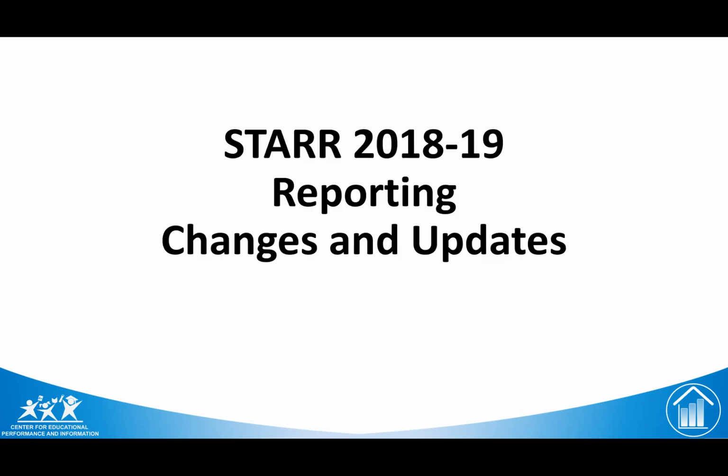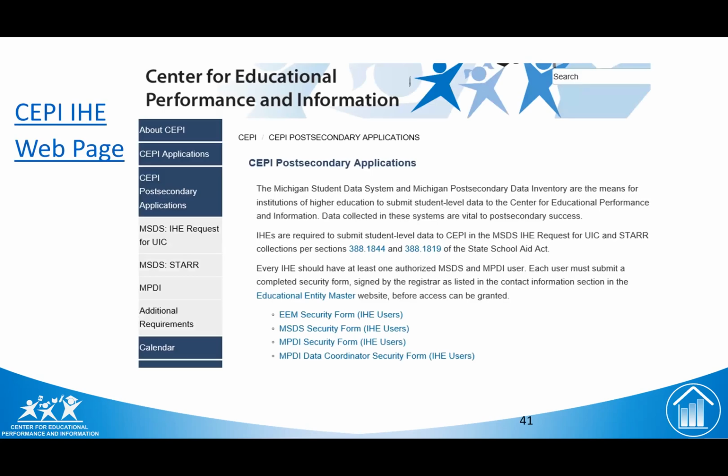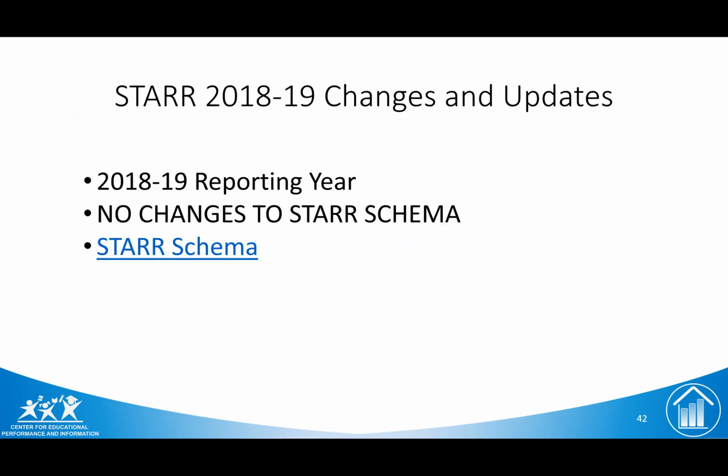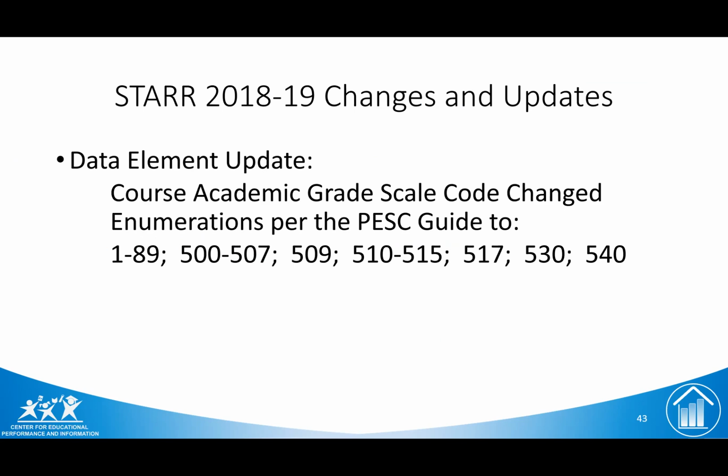And basically that's just kind of a summary I wanted to do for the STAR. For STAR 1819, we have the following changes. Like I said, we have no schema changes. But we do have a couple of updates. We have the course academic grade scale according to the PESC guide. If you put the wrong enumerations in, like it used to take 99, it won't take 99 anymore. It takes now 1 through 89, and then the following. So you want to make sure you have your system updated to have the correct codes.